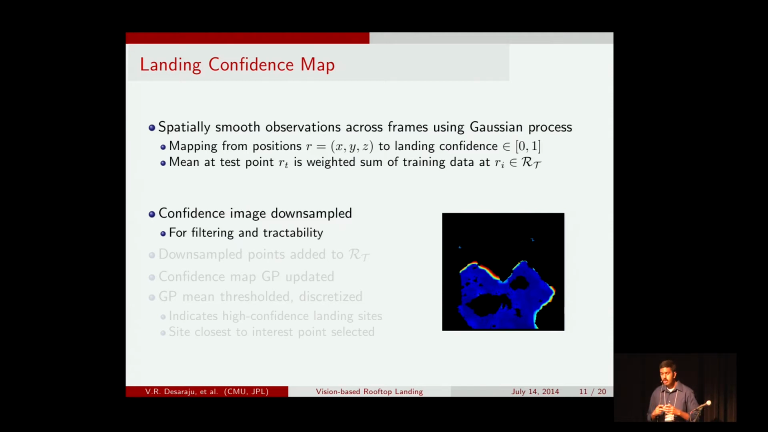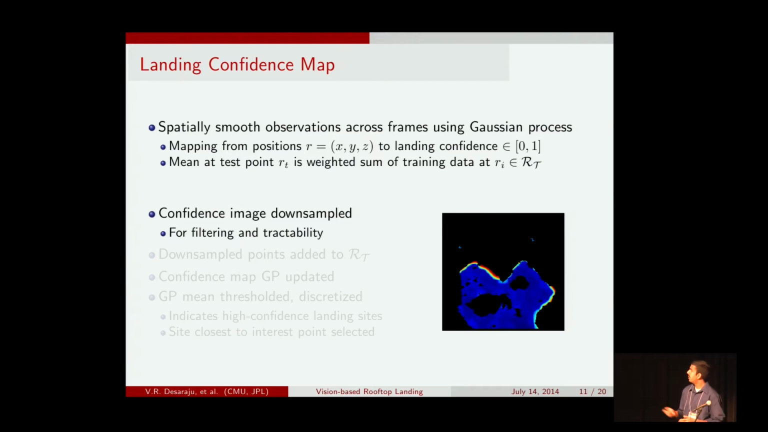Then, in order to generate a consistent map across the entire rooftop, we use a Gaussian process to spatially smooth these observations across frames. So in this work, the Gaussian process basically serves as a mapping from positions to confidence values. And essentially, you can interpret the GP as providing a mean confidence value at a location as a weighted sum of all the training data we've accumulated.